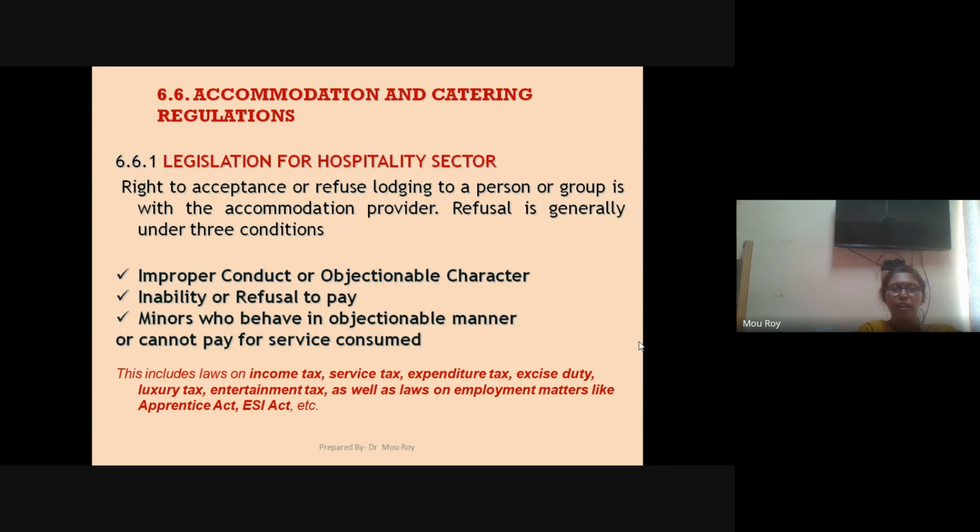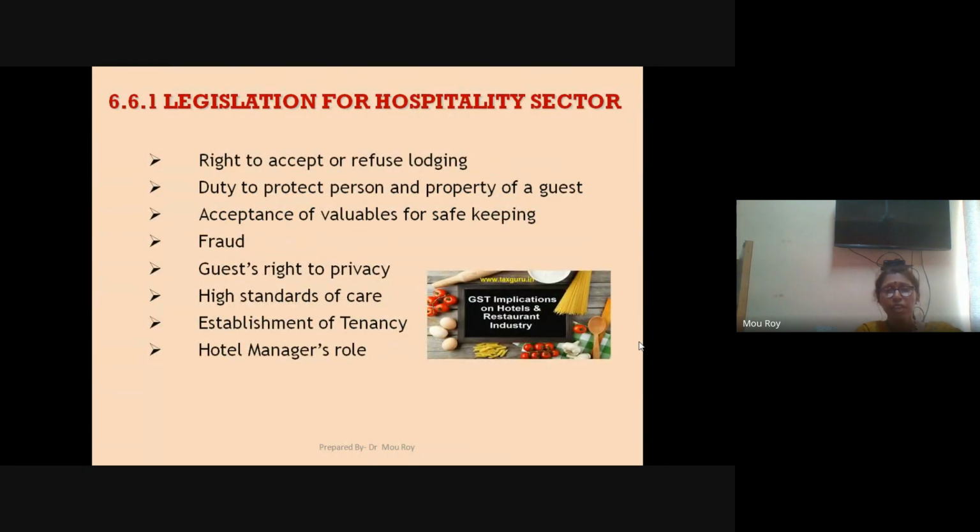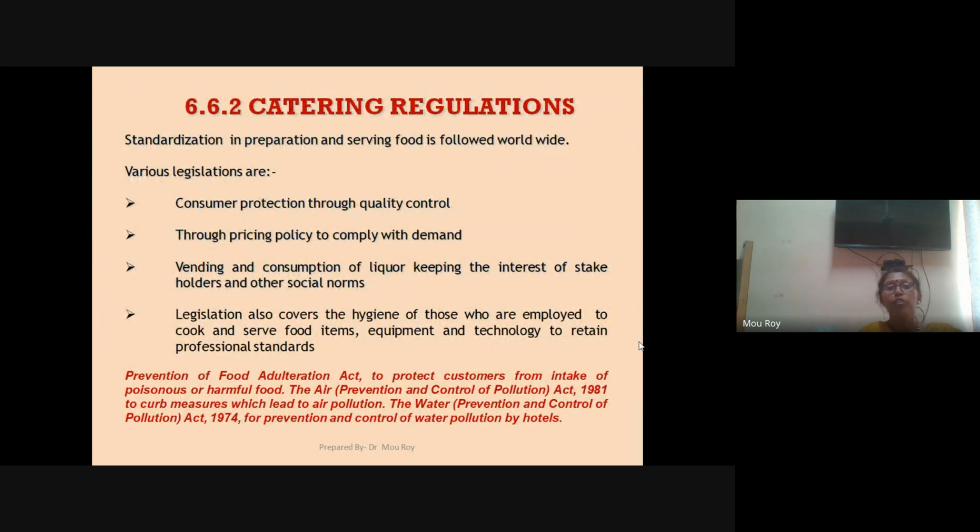So right now, as a guest, you should know what the guest's right to privacy is, what the high standards of care are, and what the hotel manager's rules are, so that you are not being cheated. What is the duty to protect the person and the property of guests? Then there are some catering regulations.